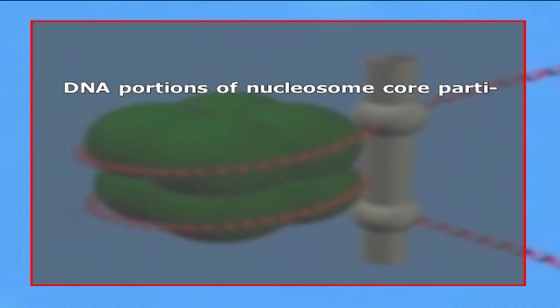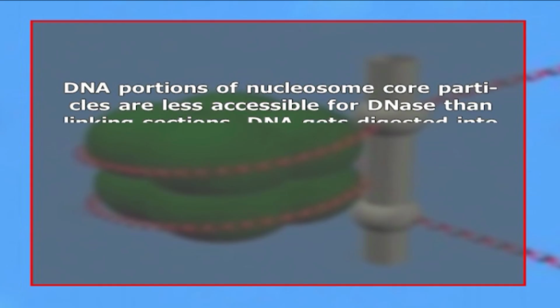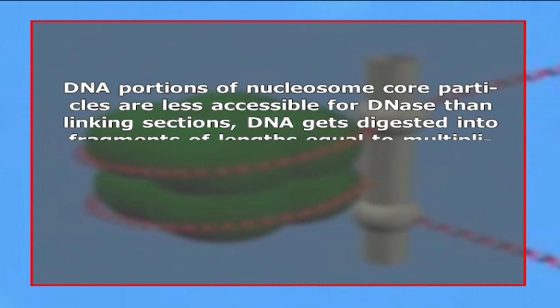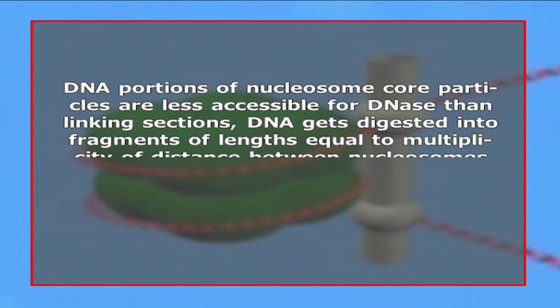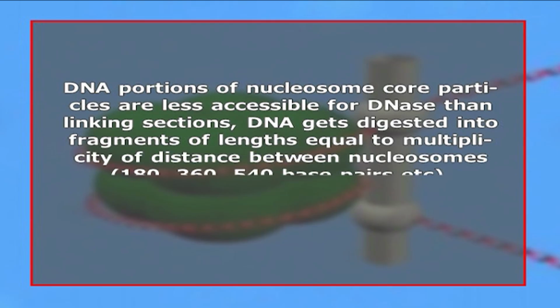Partial DNase digestion of chromatin reveals its nucleosome structure. Because the DNA portion of nucleosome core particles is less accessible for DNase than linking sections, DNA gets digested into fragments of lengths equal to multiples of the distance between nucleosomes: 180, 360, 540 base pairs, etc. Hence, a very characteristic pattern similar to a ladder is visible during gel electrophoresis of that DNA.